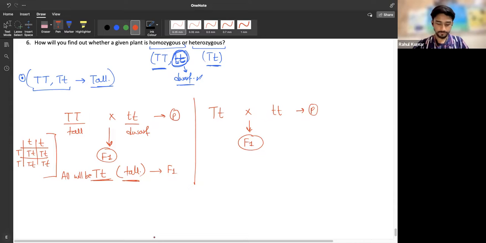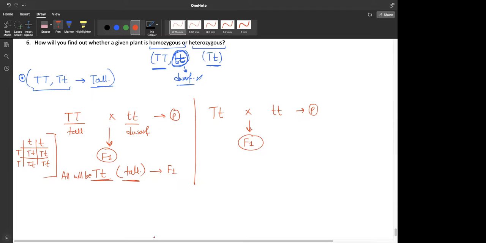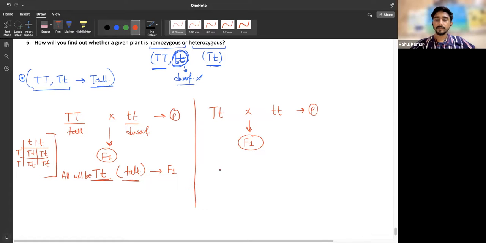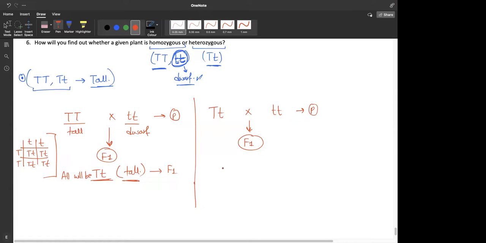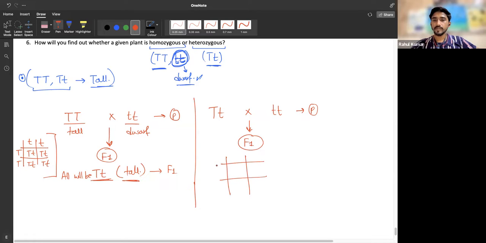Hanifa, I need the answer from you. Yes, sir. Yes, Hanifa, tell me. It would be tall. Tell me, what should I write here? The capital T and small t. Capital T and small t, right? And on this side, the two small t's, small t, small t. So what will be the progenies?